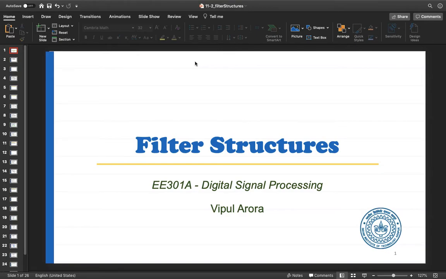So in this video, we are going to start a new topic called filter structures. So what are filter structures? Basically, you have got transfer functions or the LCCD representations. Now you want to implement them into a useful real filter with the help of basic units like a delay or an adder or a multiplier. So all these components you want to use to assemble a real filter structure, a real filter on a breadboard or something like that on a DSP kit, right?